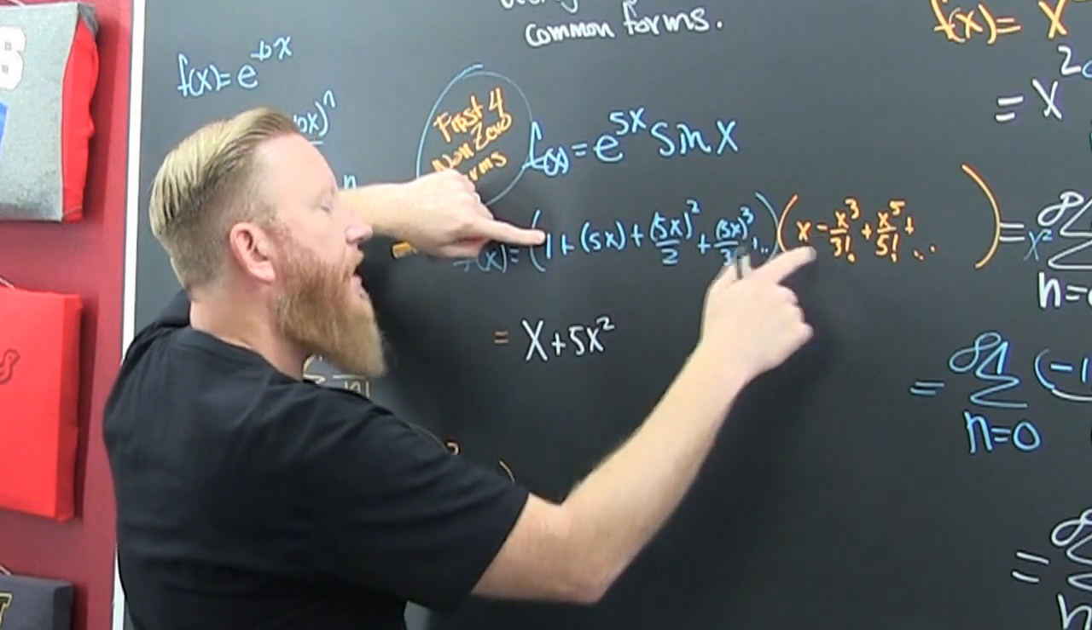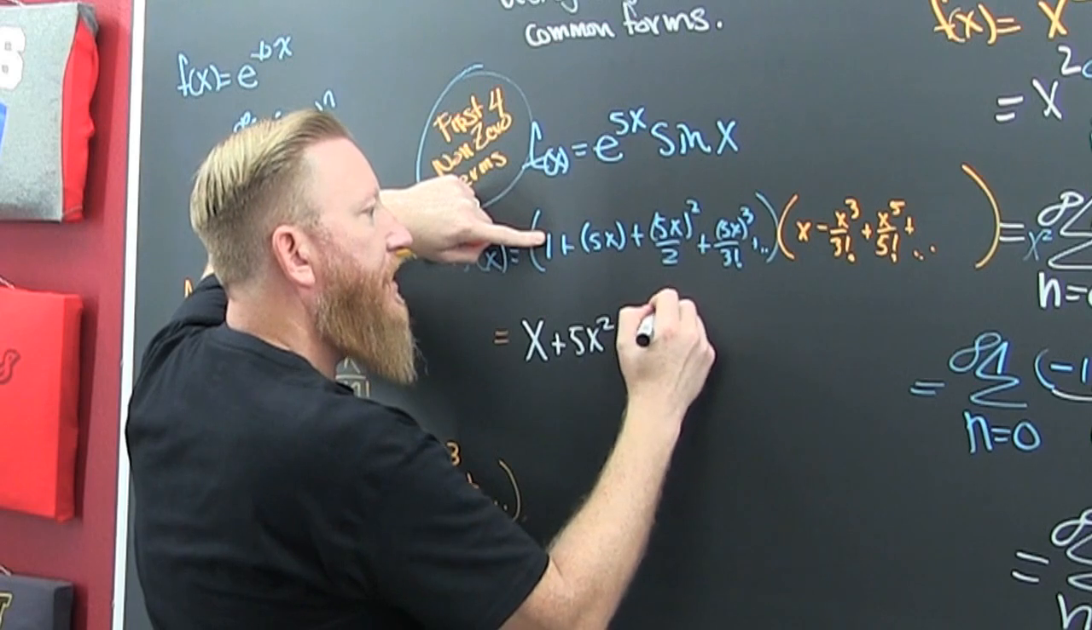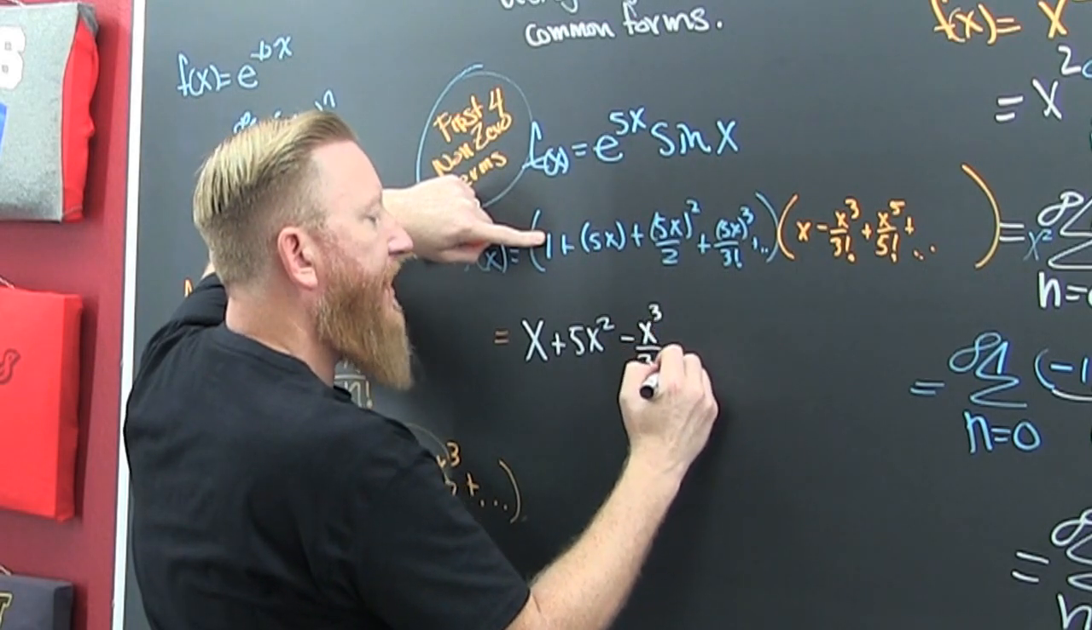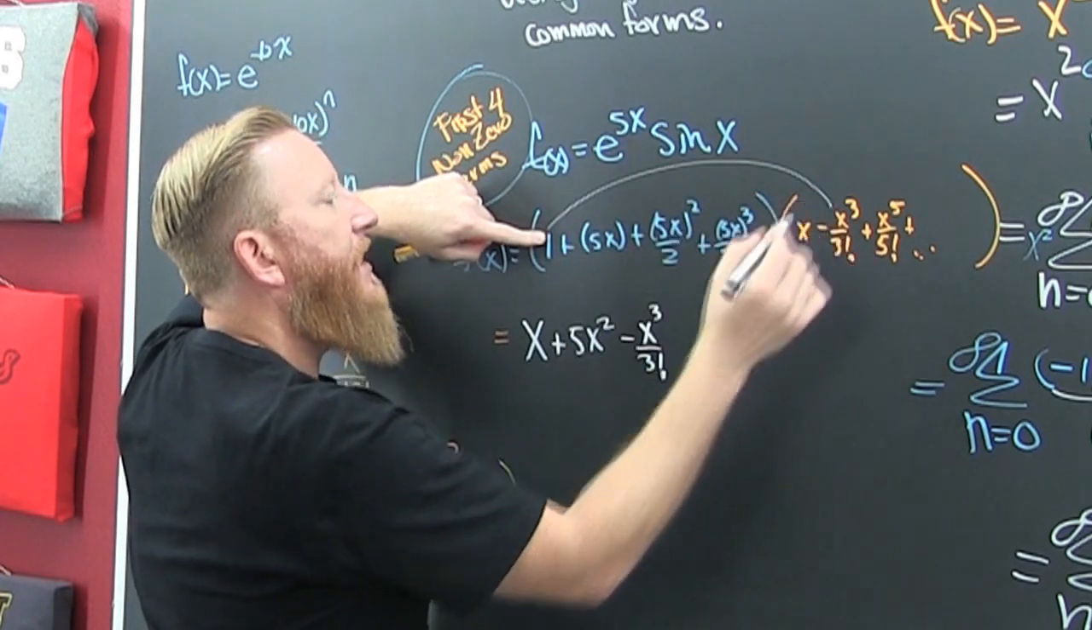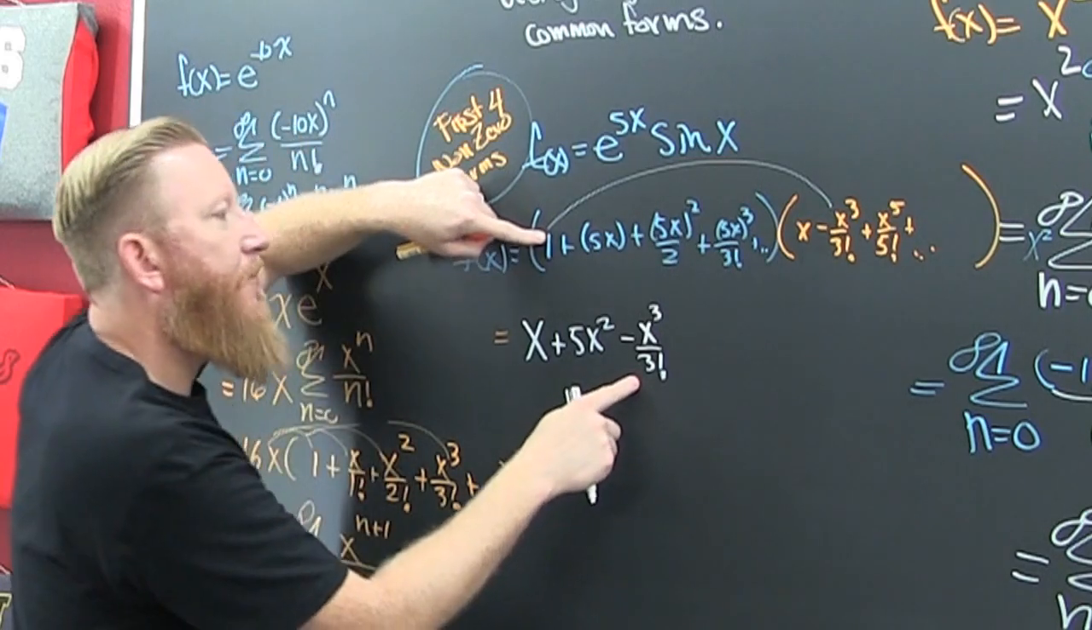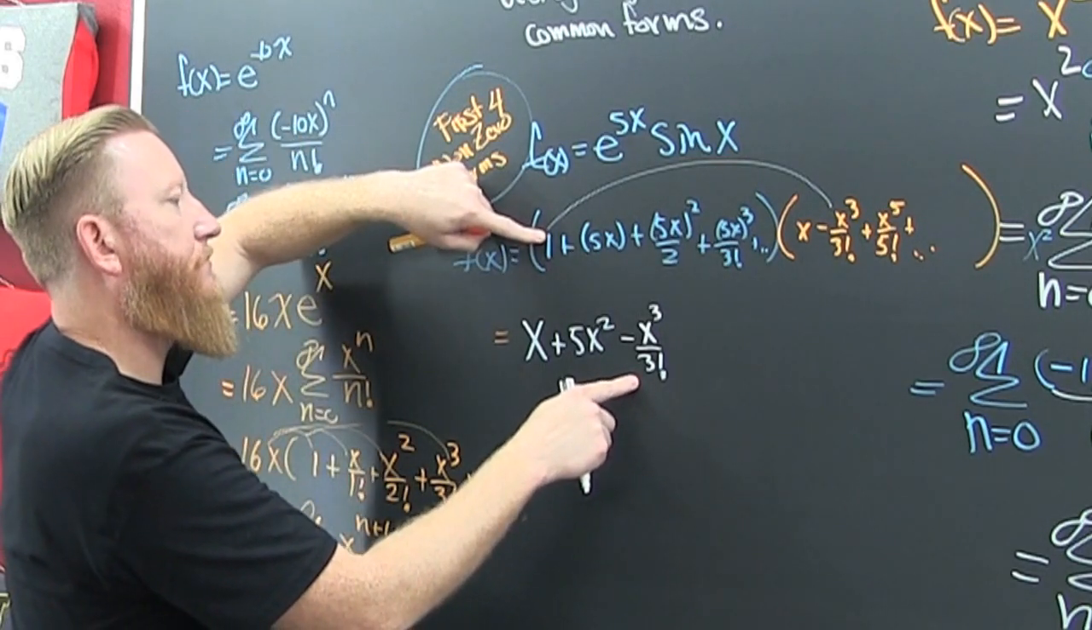And that 1 times that, minus x to the third over 3 factorial, that was from that one, because I'm looking at my third term.